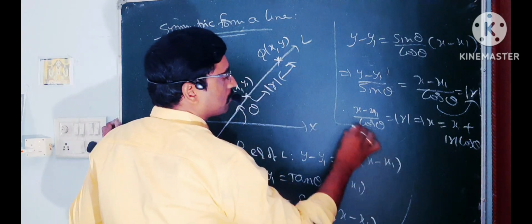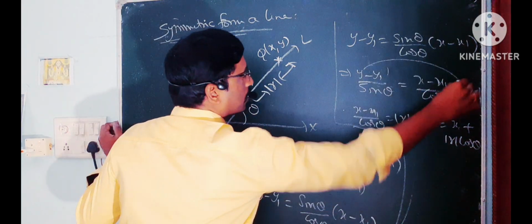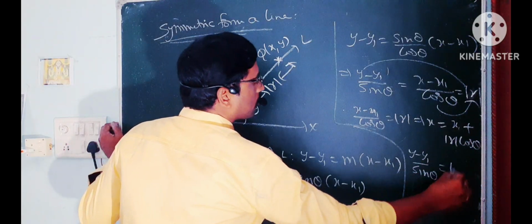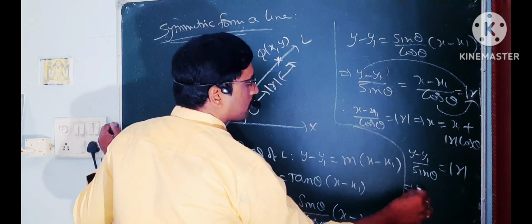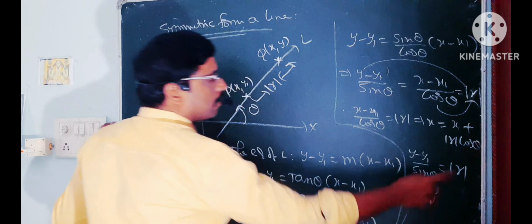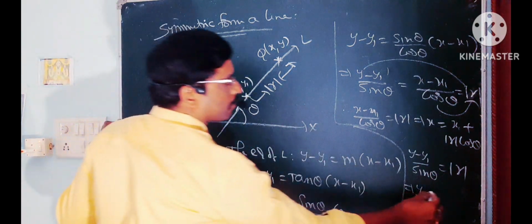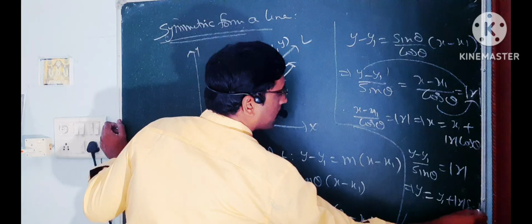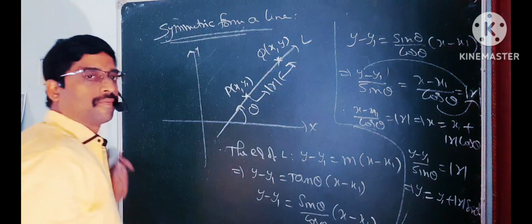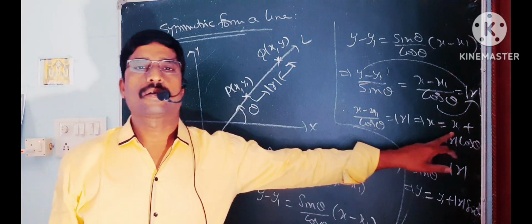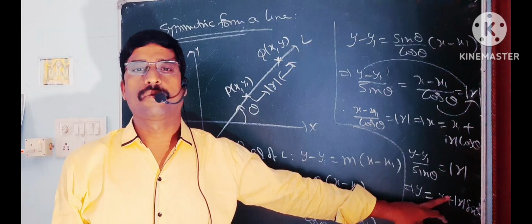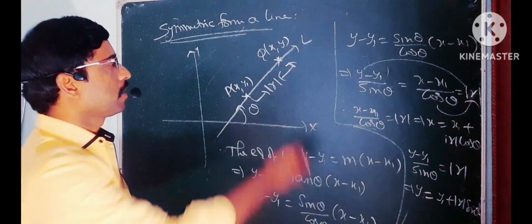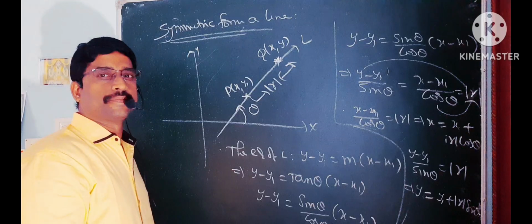Now equating (y minus y1) by sin theta to modulus of r, what is the y value? Y is equal to y1 plus modulus of r sin theta. In parametric form, the point is (x1 plus mod r cos theta, y1 plus mod r sin theta). That point is Q(x, y).